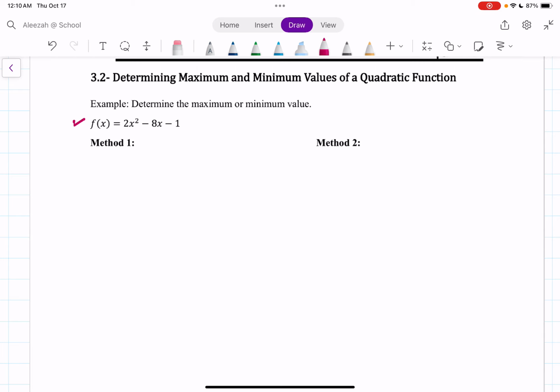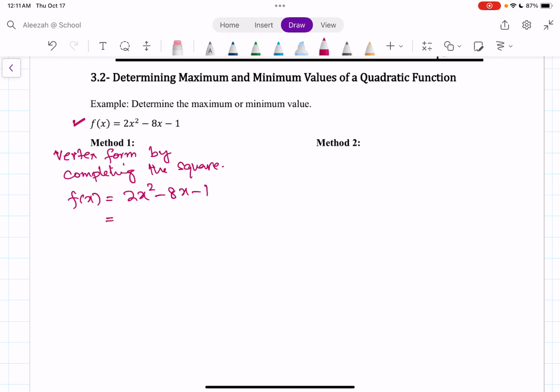The first method is called completing the square. I'm writing my equation in the vertex form by completing the square. So f of x equals x squared minus 8x minus 1. The first thing I look for is the a value. If a is 1, I'm good to go.